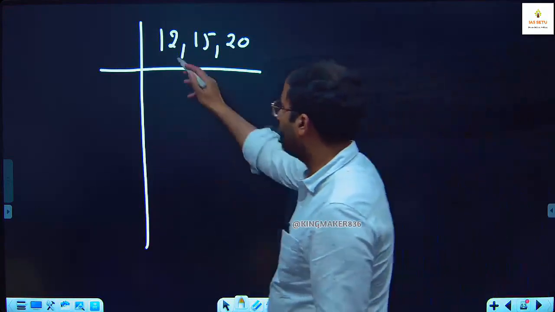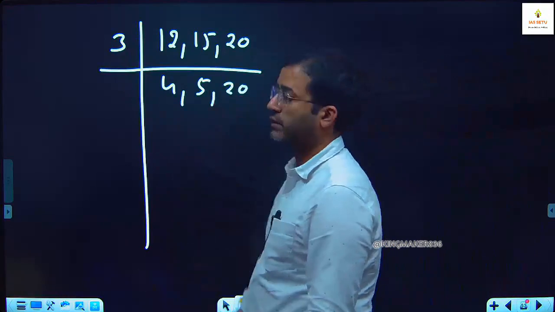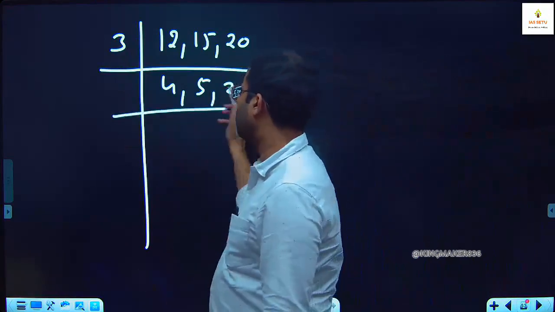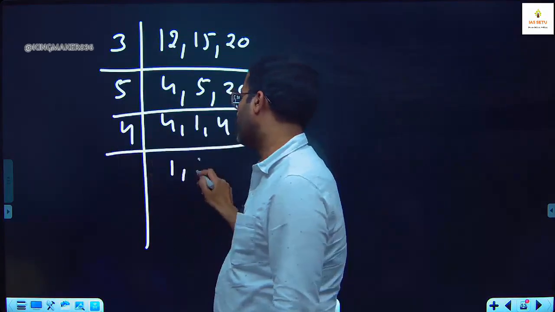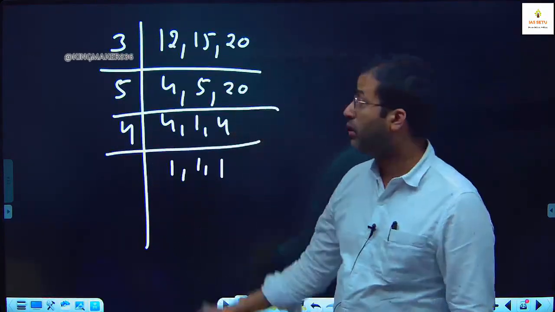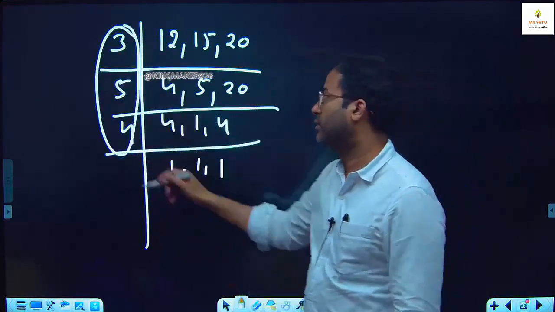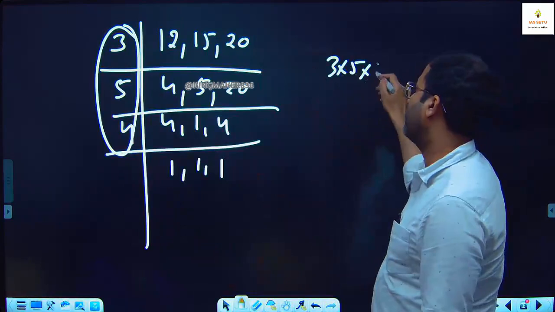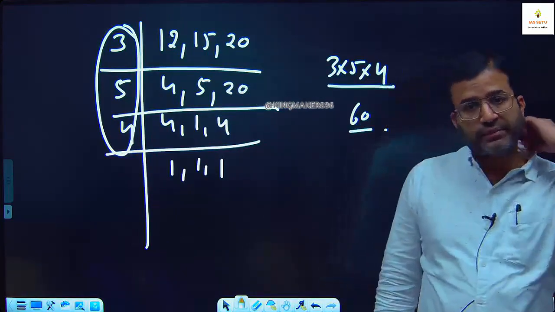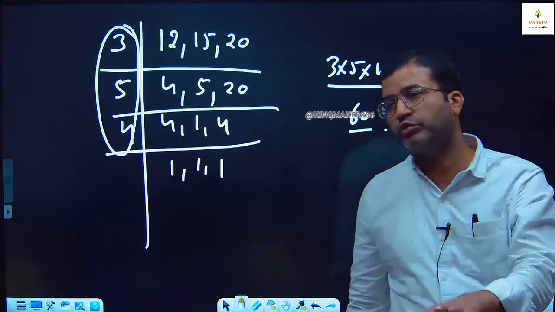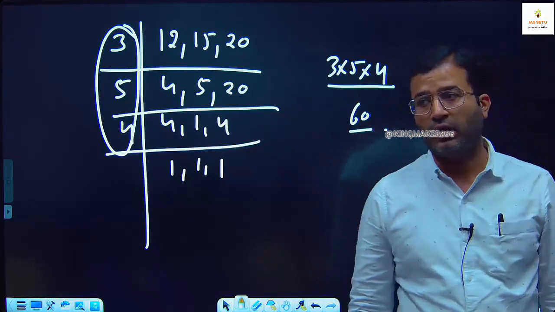So first, from 12 and 15, I took 3 common: 4, 5, 20. Then from 5 and 20, I took 5 common: 4, 1, 4. 4 common: 1, 1, 1. 3 common, 5 common, 4 common, you multiply. So it is 3 into 5 into 4, 15 into 4, 60. In LCM, if it is common in any 2 numbers, still you have to take it out.